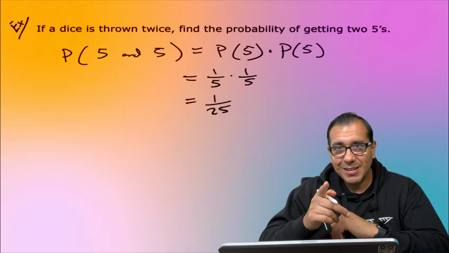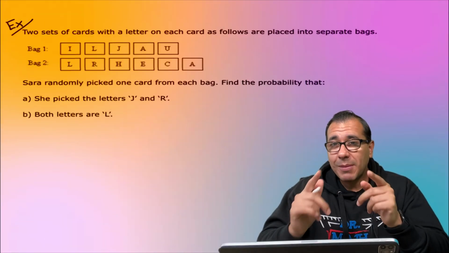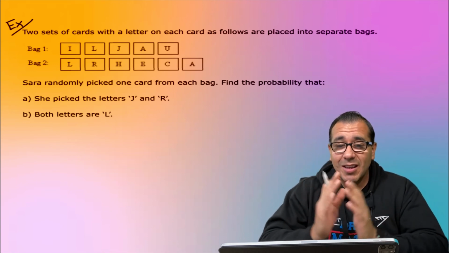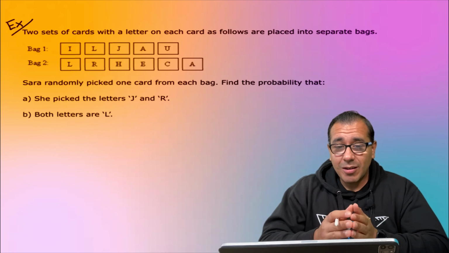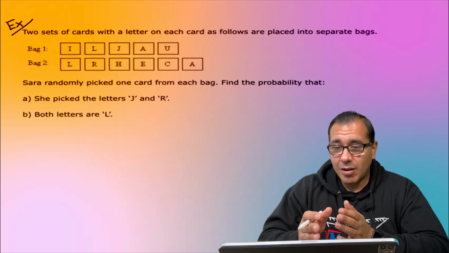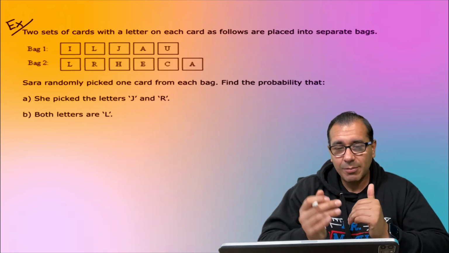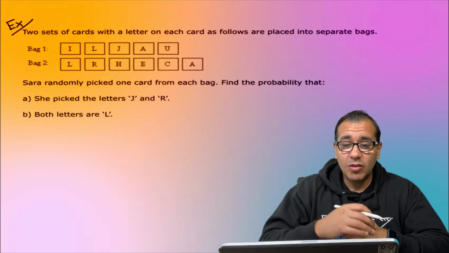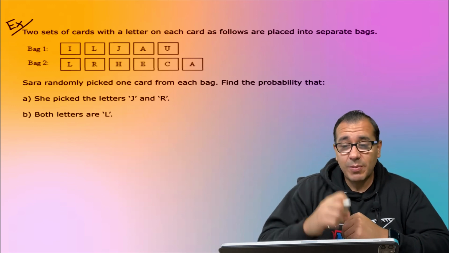Making sense? Good. All right, mathletes, so now it's your turn. Let's see if this really makes sense. Here's a question. It's a little different, but the same exact idea. So you have 2 bags, and cards with a letter on each card are as follows. We have all these cards with a different letter on them, and they're placed into their own separate bags. You're going to pick 1 card from each bag.